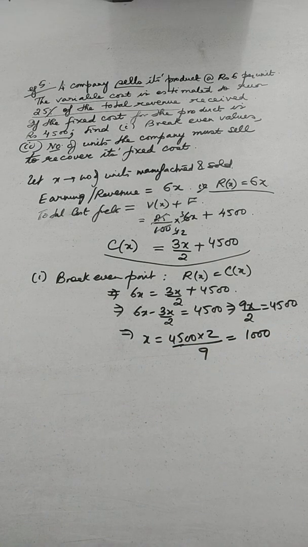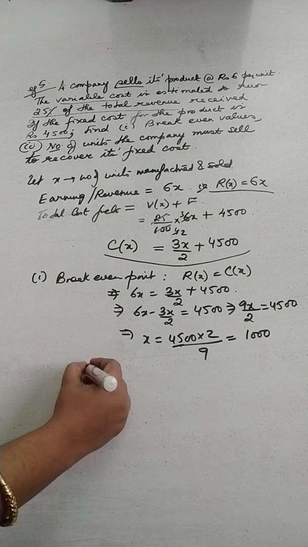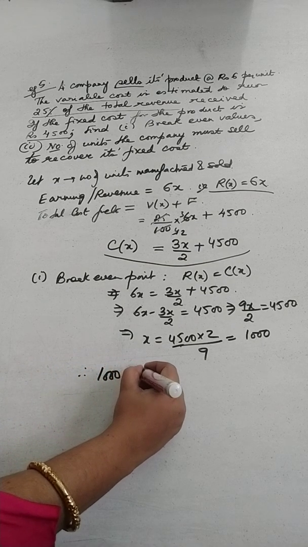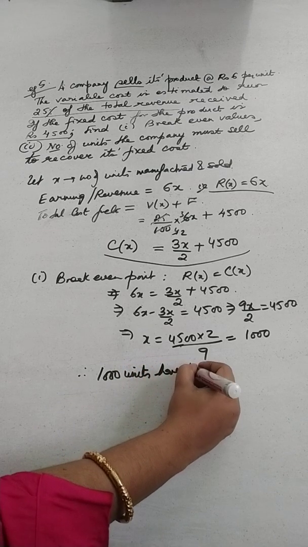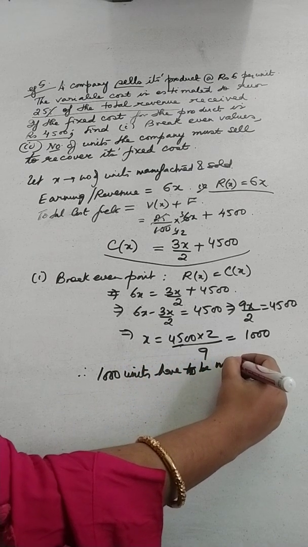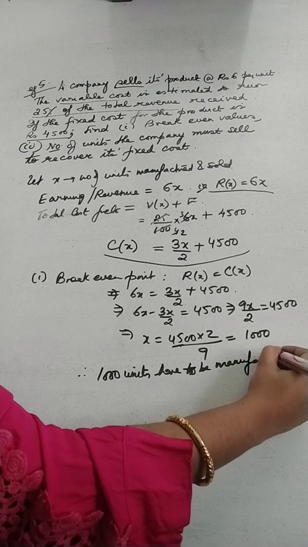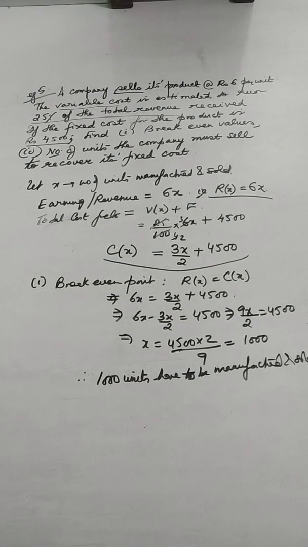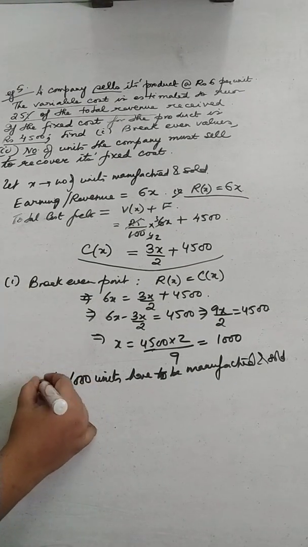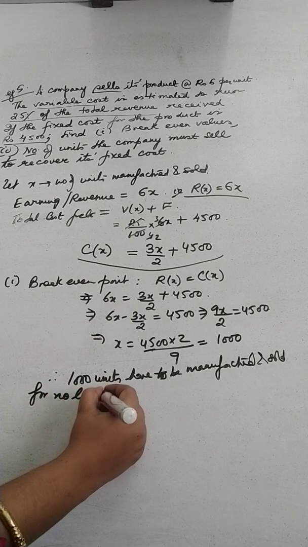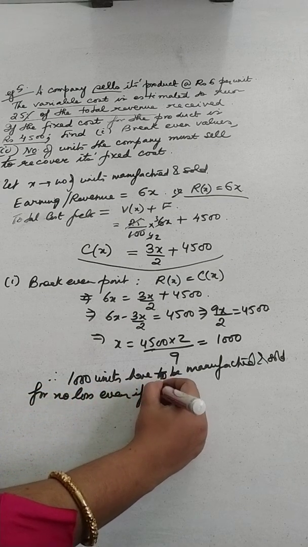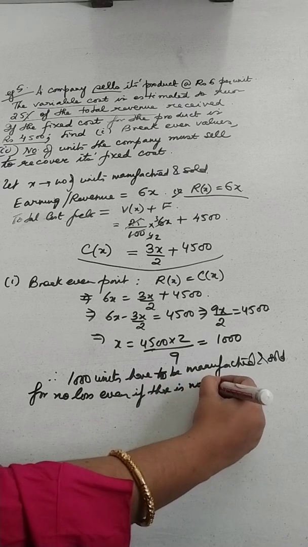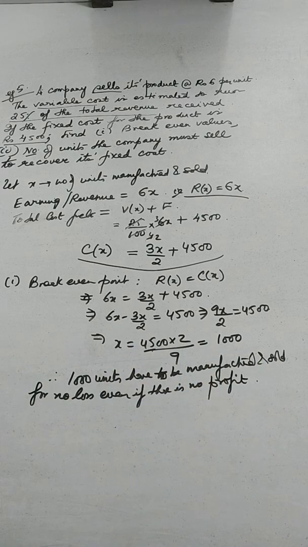Okay, so therefore what will be your answer? Therefore 1000 units have to be manufactured and sold for no loss, even if there is no profit. That means it will recover its cost. That's all. Next, the second subpart.